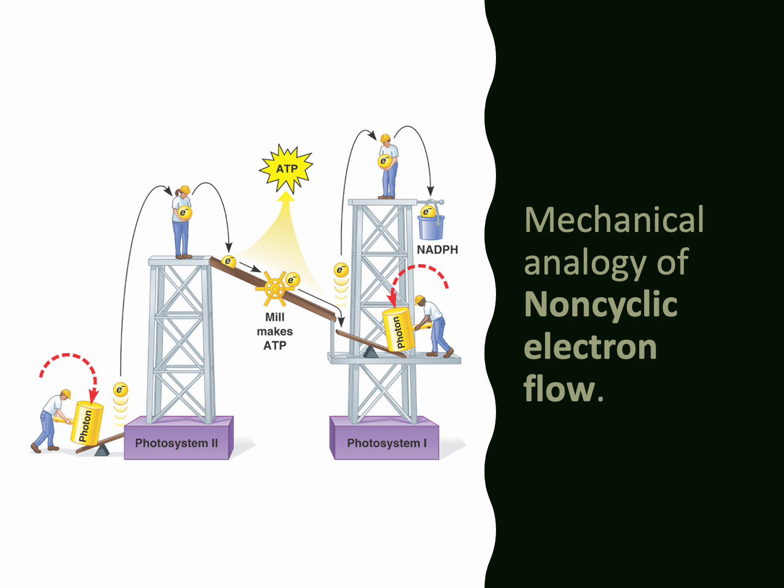So another way to think of that Z scheme, or that non-cyclic electron flow, is with this analogy with these workers, right? Their goal is to get the electrons into the bucket, and that bucket is NADPH. So NADP plus is what that empty bucket would be. As soon as it gets the electron, it becomes reduced, because it's gained an electron, and it becomes that NADPH.